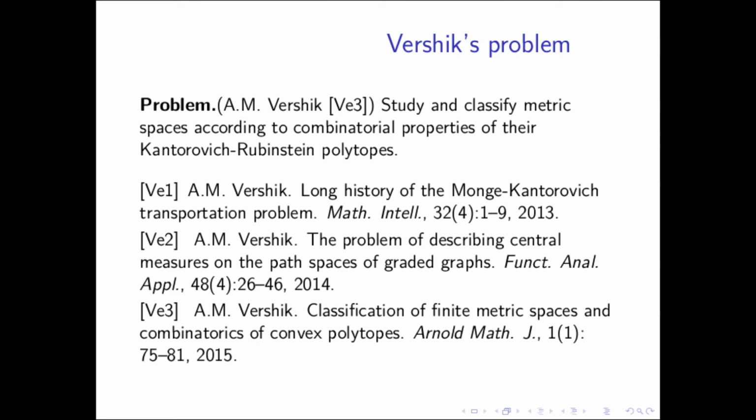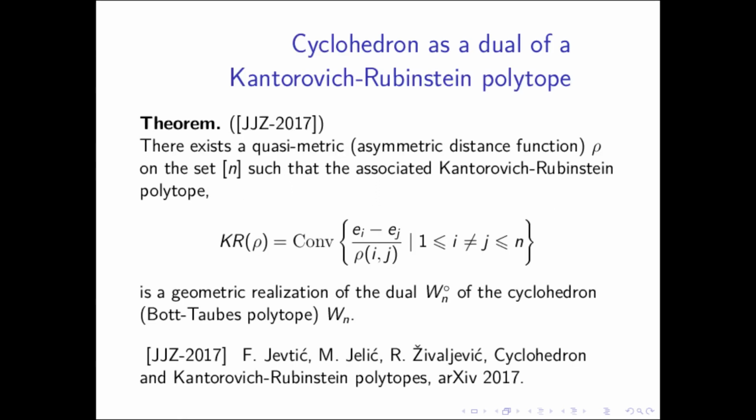And now here's the general problem posed by Anatoly Vershik: study and classify metric spaces according to combinatorial properties of their Kantorovich-Rubinstein polytopes. He discussed this before probably, but it was explicitly stated in this paper, Arnold Journal of Mathematics. And here is the result, which I will talk about a little.